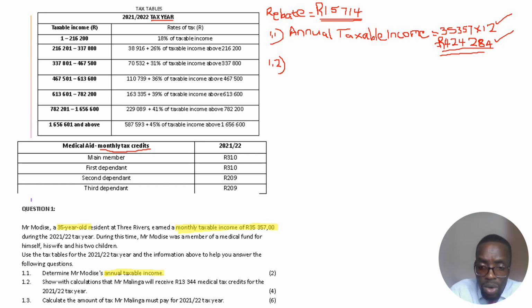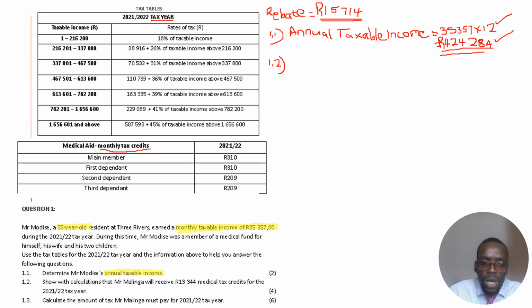these tax credits, it's the amount of reprieve or relief that is going to be given to a taxpayer for contributing, for being a member of a medical aid. What it does is reduce your tax liability, just like a rebate. Because you are contributing towards a medical aid scheme or fund, you are supposed to get relief from the amount of tax liability that you have.